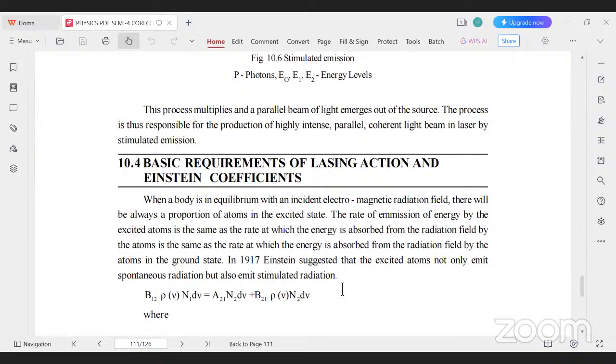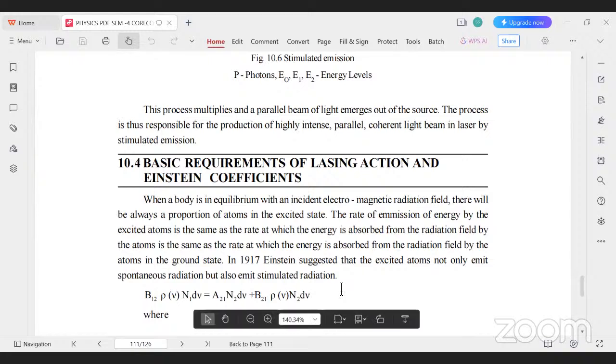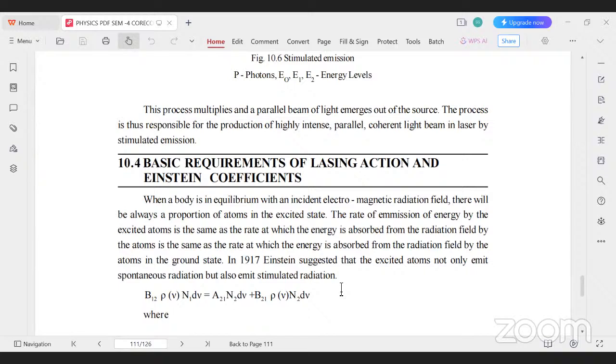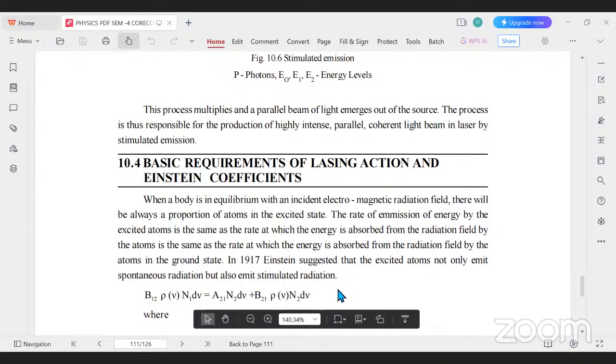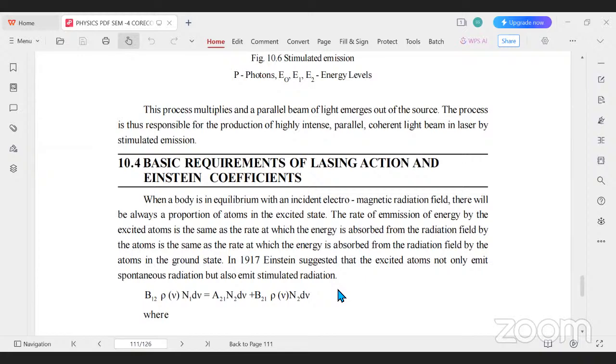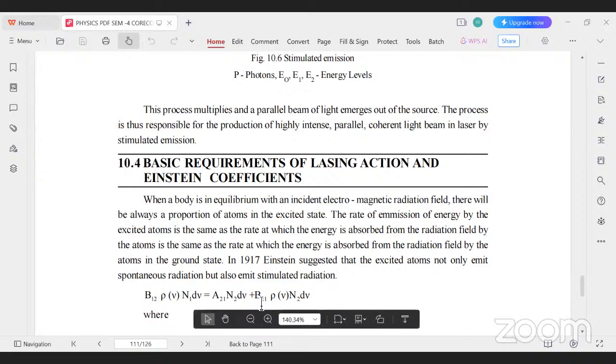When a body is in equilibrium with an electromagnetic radiation field, there will always be a proportion of atoms in the excited state. The rate of emission of energy by the excited atoms is the same as the rate at which energy is absorbed from the radiation field by the atoms in the ground state. So in 1917, Einstein suggested that the excited atoms not only emit spontaneous radiation but also emit stimulated radiation. So the radiation is taking place equally on both sides.